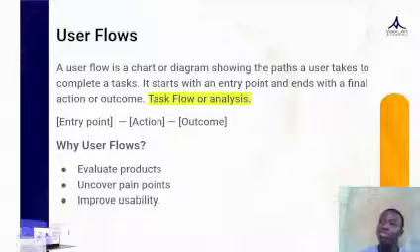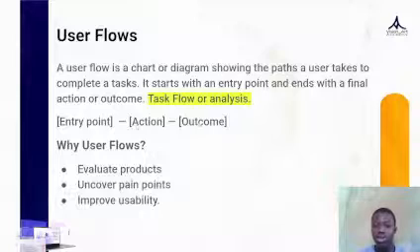So the starting point is when the user opens the app, clicks on transfer and the likes. And the final point is what? Transaction successful. Okay, transaction completed. So it starts with an entry point, then the action, then the outcome. So entry point, action, outcome.